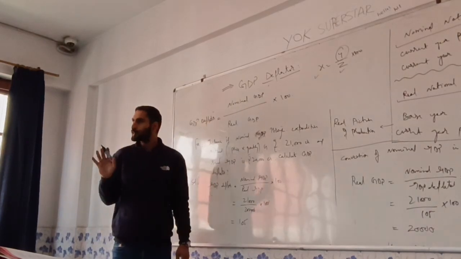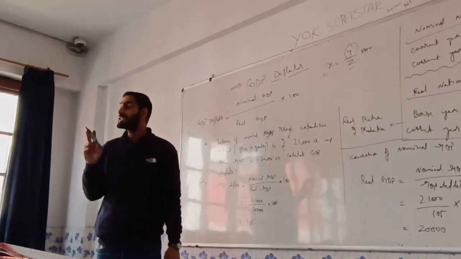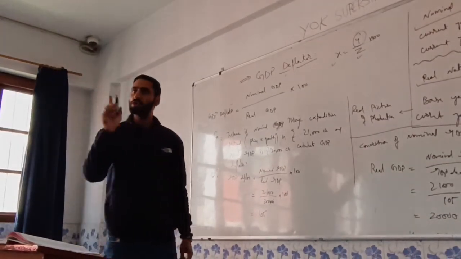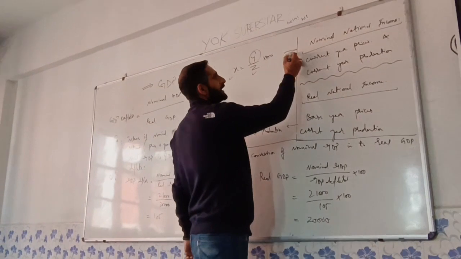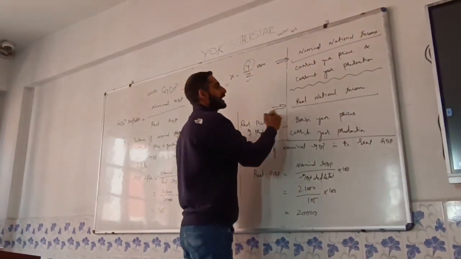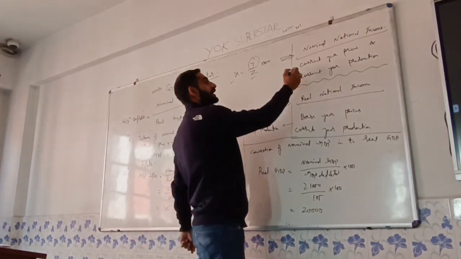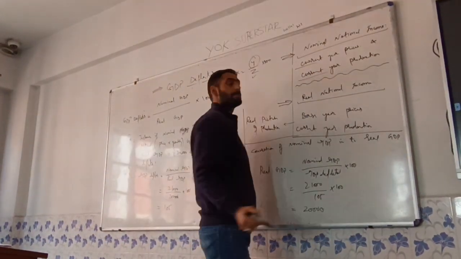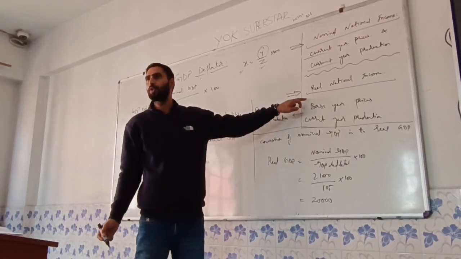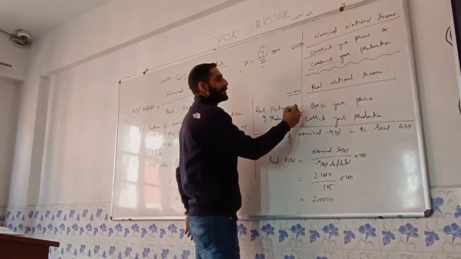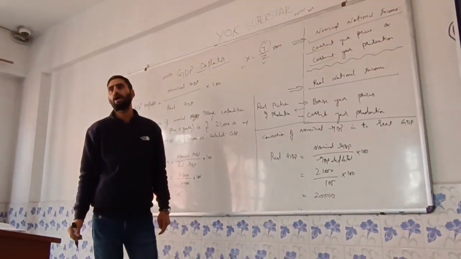So deflator is a tool to neutralize the effect of rise in prices in a year. For that you must know two tools first, which we have done already: nominal national income and real national income. When we calculate nominal national income, we take current year prices and current year production into consideration. And when we calculate real national income, we take base year prices and current year production into account.